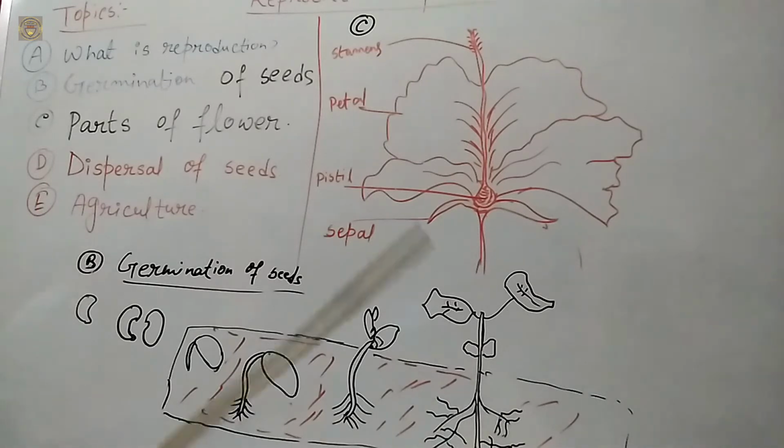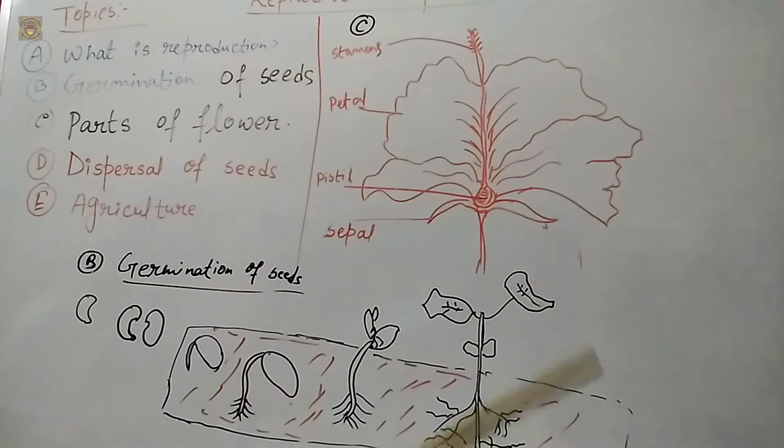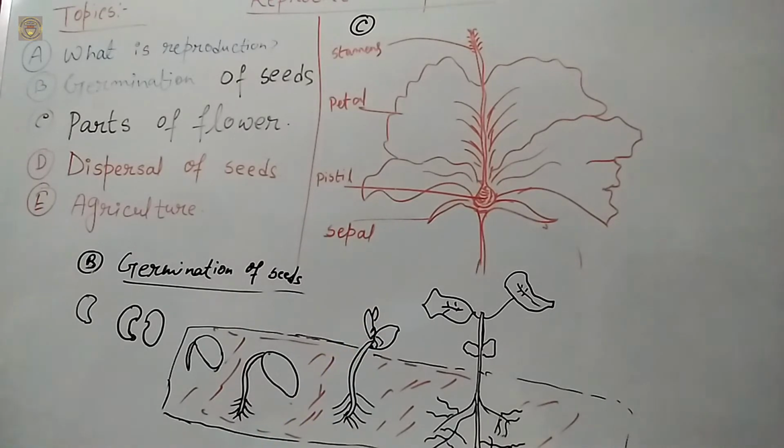So our next topic is germination of seed. How does a seed germinate? Look at figure B. When a seed is sown into moist soil, it begins to grow. This is called germination. So what is germination? When a seed grows into a new plant, this is called germination. It occurs in the following steps.